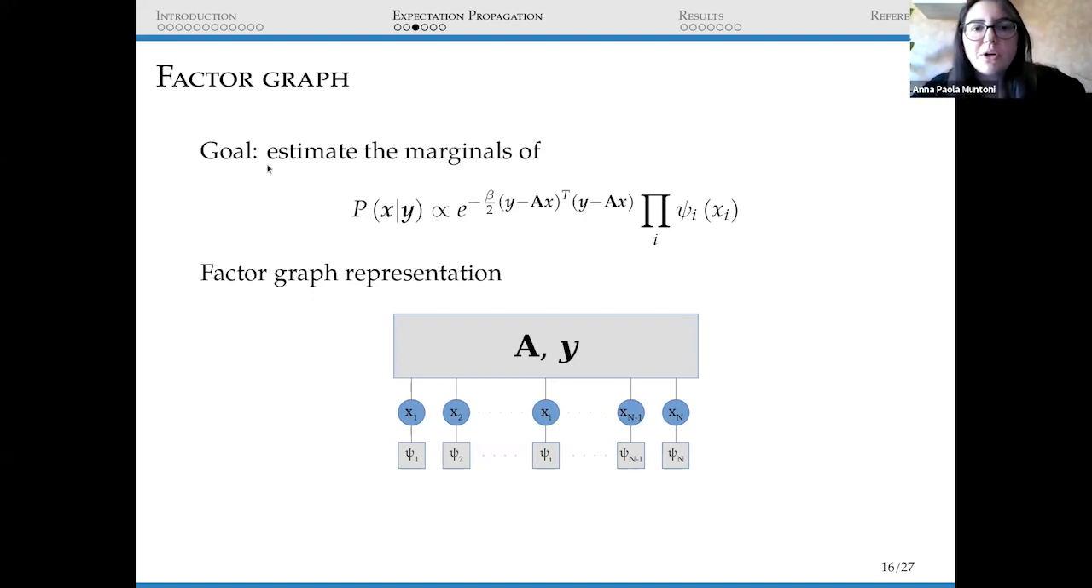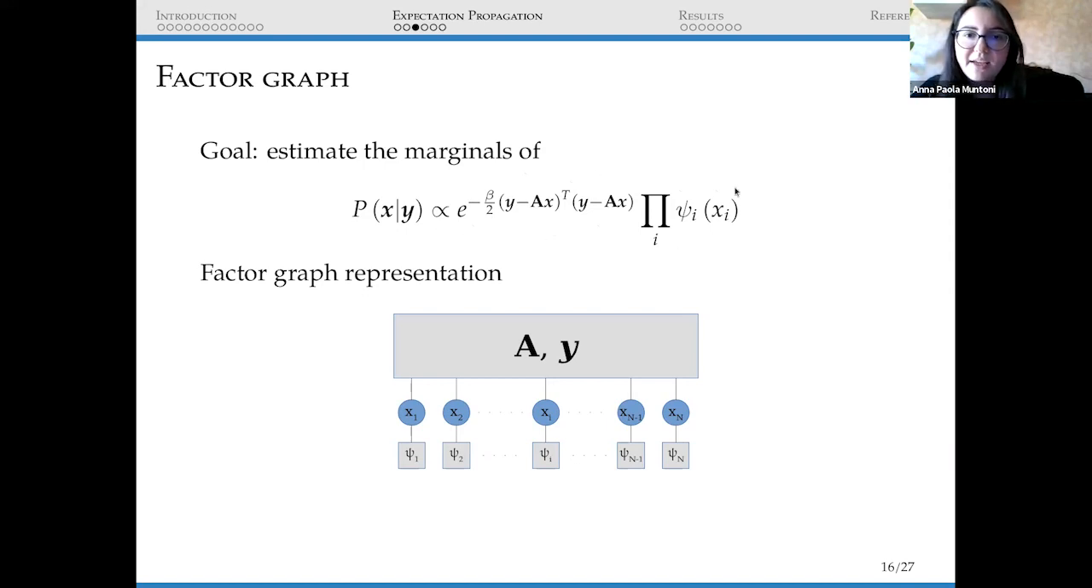So our goal in the end is to try to estimate an approximation of the marginal probability of this a posteriori probability P of X given Y, where the likelihood function has this form and the prior is factorized over the variables X. This likelihood function for us is kind of tractable, because it is a Gaussian Boltzmann-like distribution. Instead, this one is a product of bimodal densities.